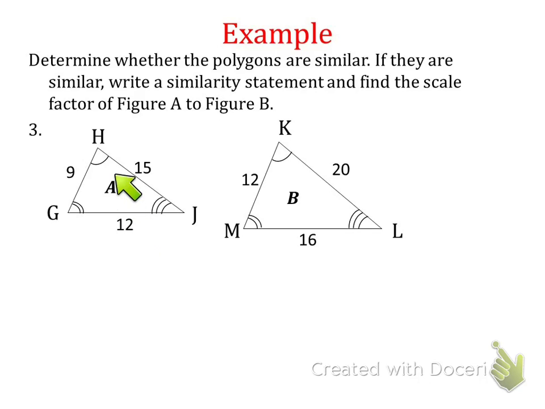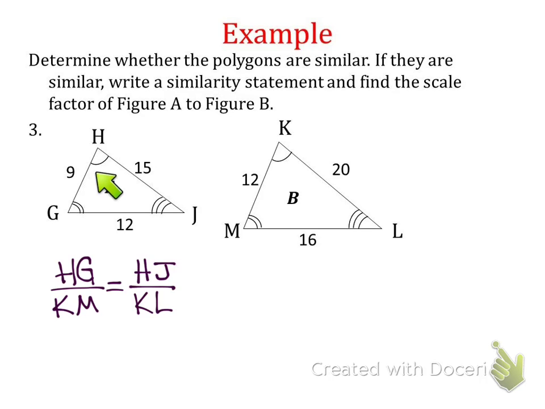Just by glancing at this picture, if I just look at the angles, angle H is congruent to angle K. Angle G is congruent to angle M. Angle J is congruent to angle L. I could write them all out, or I can just notice all the angles are congruent. Now let's go to the sides. Let's match up the sides.